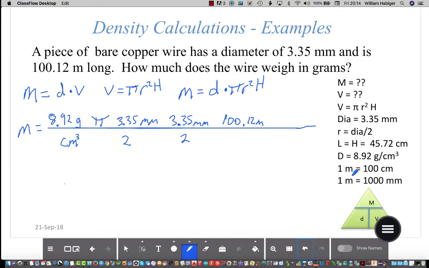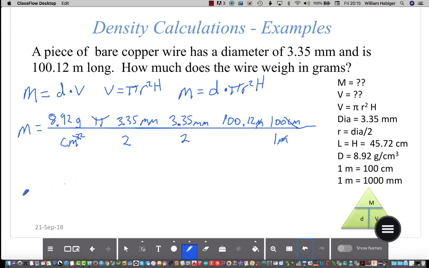If I look on my conversion factor data sheet, and specifically the metric side, I find that 1 meter is equal to 100 centimeters. Since I want meters to cancel, I put my 1 meter on the bottom and my 100 centimeters on top. So that's going to cancel out the meter, and then that centimeter will cancel out the cube and change it to centimeters squared on the bottom.